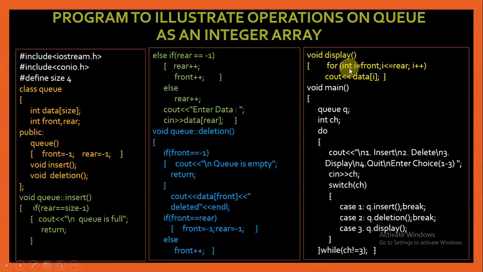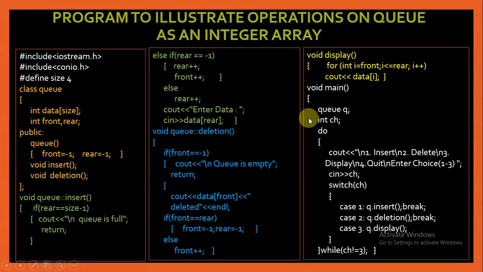We will simply take the control variable I and initialize it by the value of front, and we will go till rear, and we will keep on displaying all the data one by one. We'll simply start from front, increment it by 1 every time, and do this operation till it is less than or equal to rear. Now in the main, I will create an object of queue, and this is a temporary variable.